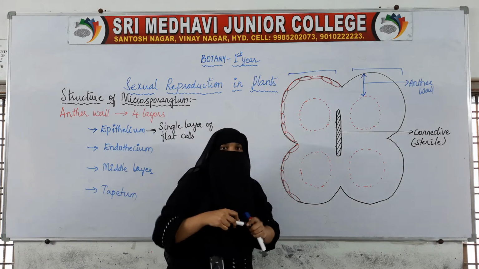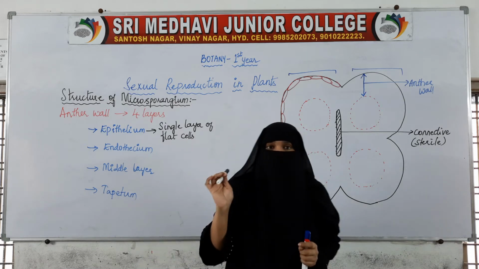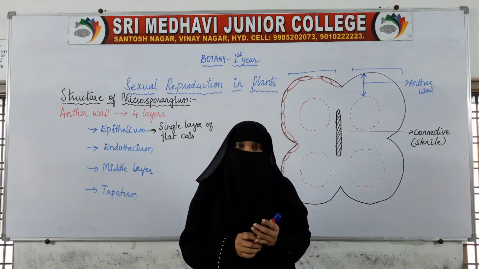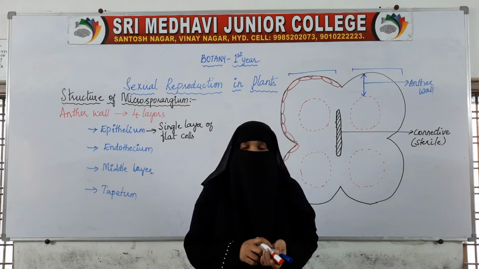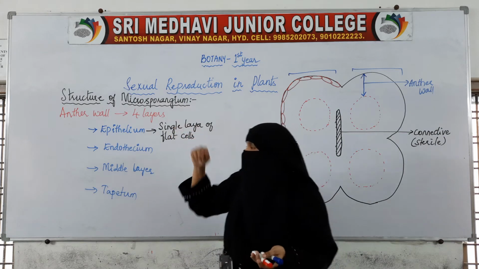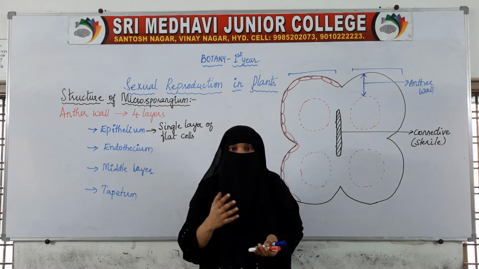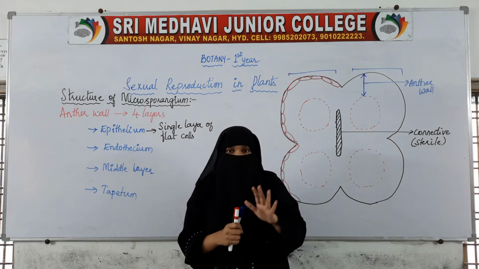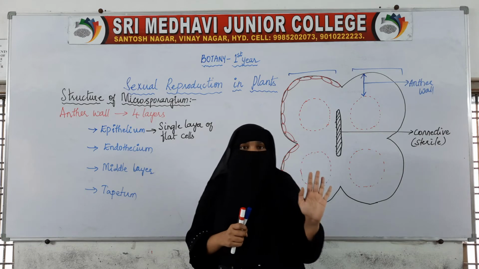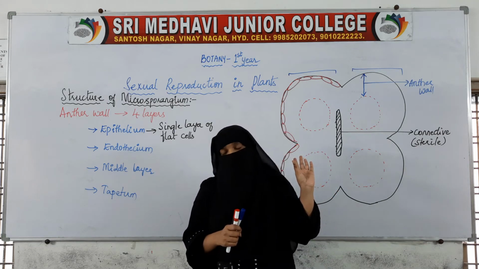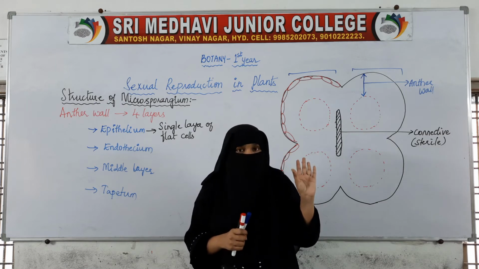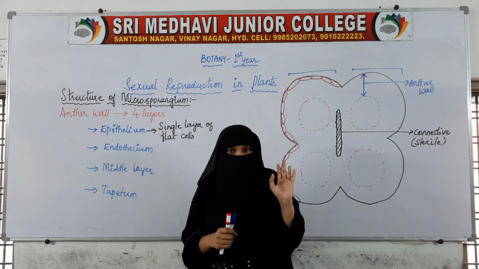Before we move on, remember this is a very important long answer: the structure of the microsporangium, that is, the anther wall consisting of four layers. This is a very important long answer. So listen to it very carefully. It is easy. Listen carefully and remember this answer.